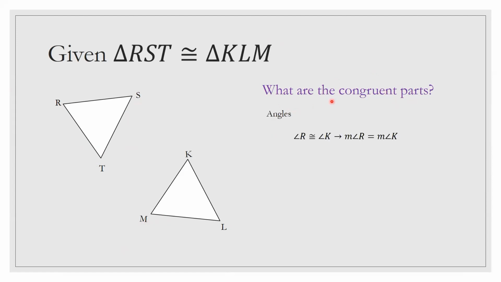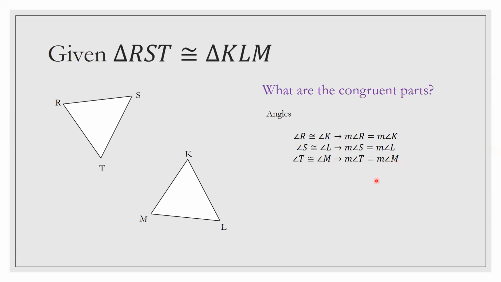In angles, we have angle R is congruent to angle K. The implication of this statement is that the measure of angle R is equal to the measure of angle K. So if this is 60, therefore the measure of angle K is also 60. Another statement for congruent parts is that angle S is congruent to angle L, so the measure of angle S is equal to the measure of angle L. And the last one would be angle T is congruent to angle M, that implies that the measure of angle T is equal to the measure of angle M.